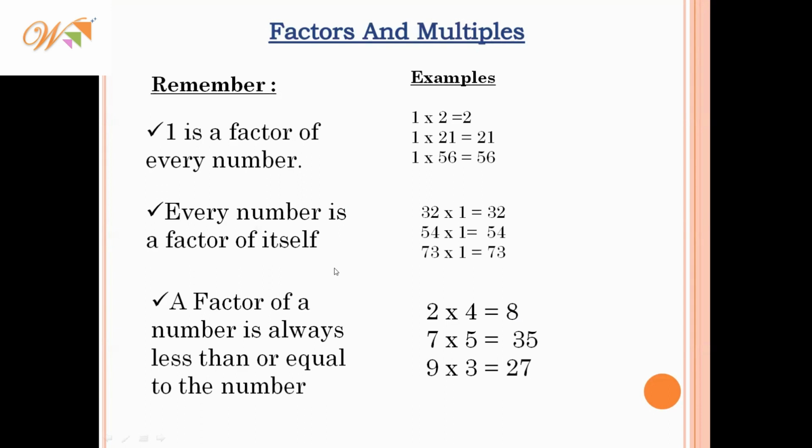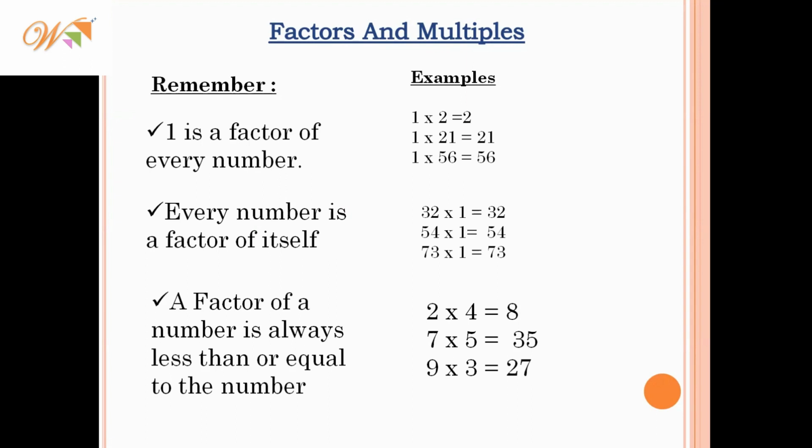Next, a factor of a number. Remember, a factor of a number is always less than or equal to the number. For example, 2 times 4 is 8. So 2 and 4 are factors of 8. 2 is less than 8, and 4 is also less than 8. If I take 73 times 1, 1 is less than 73, and 73 is equal to 73. Factors can never be greater than the number. Factors are always less than or equal to the number.